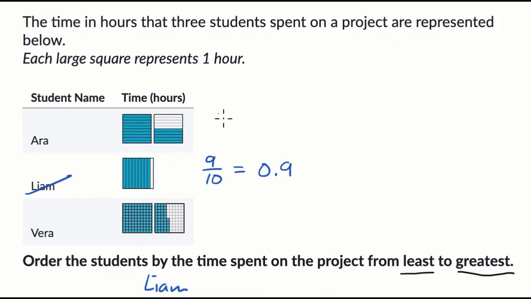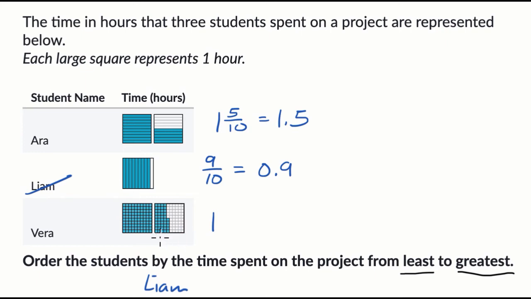Ara did 1 and then how many hours? It might be a little hard to see, but this is divided into tenths. There's 10 equal rectangles here, and if I look carefully, it looks like 5 of those 10 are colored in. So this is 1 and 5 tenths of an hours, which is the same thing as 1.5.